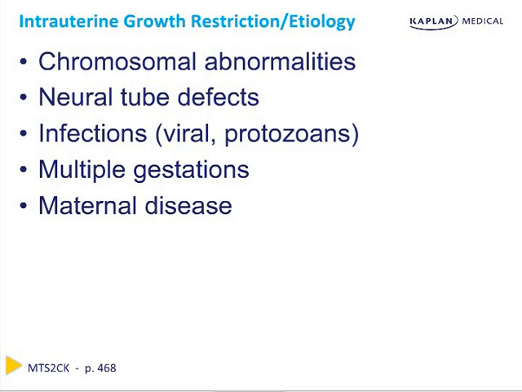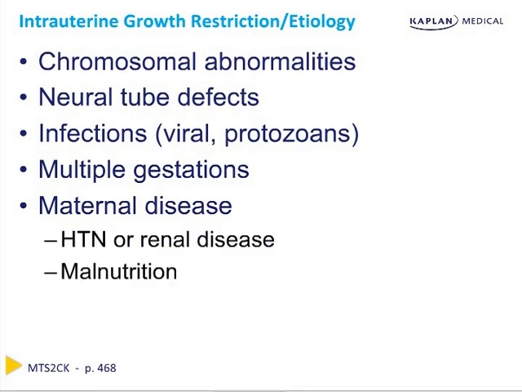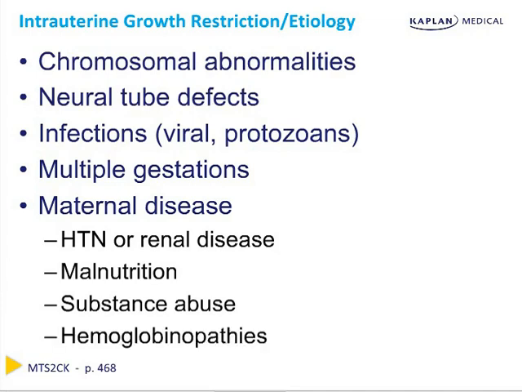Multiple gestation twins or triplets will typically be smaller than their matched singleton controls. Different maternal diseases, some of which we've discussed, can also cause IUGR. Hypertension and renal disease are a common cause. Maternal malnutrition, as well as substance abuse. In fact, smoking is the #1 preventable cause of IUGR in the United States. Women who smoke deliver babies who are on average 20 grams smaller than their matched controls who do not smoke. Finally, different types of hemoglobinopathies can also be the cause of IUGR.